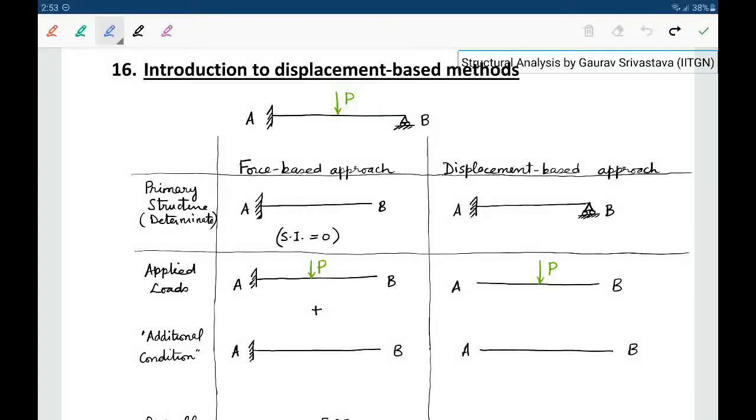So we will now begin discussions on displacement based methods. All the methods that we have covered up to now are force based approaches or force based methods. And in the previous session, we saw a common approach, or a generalized approach, for force based methods.